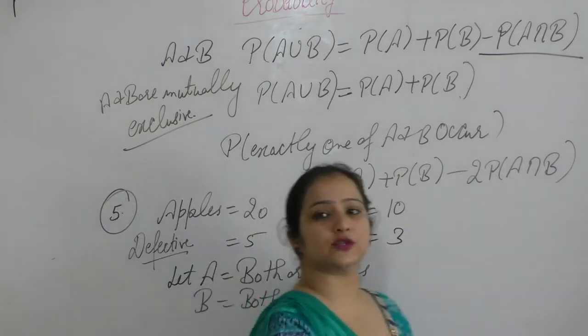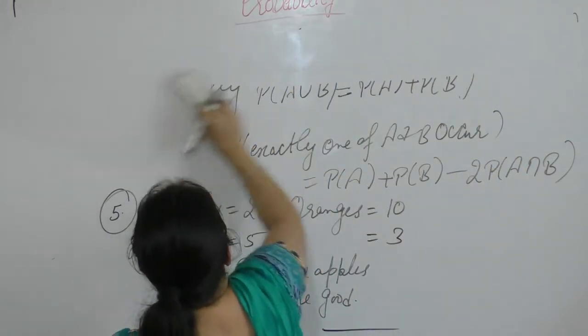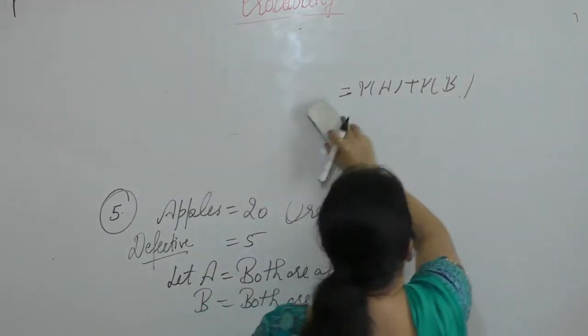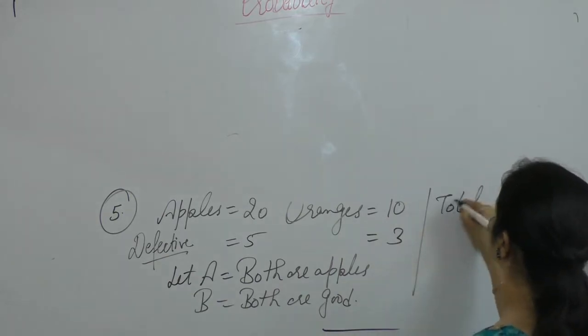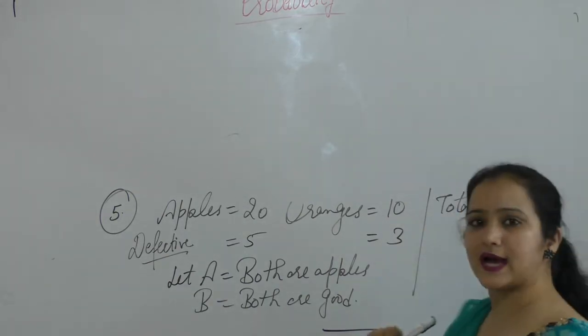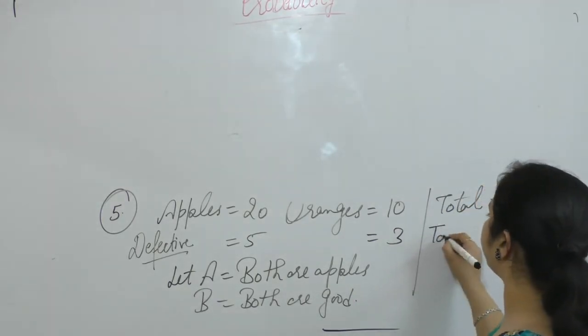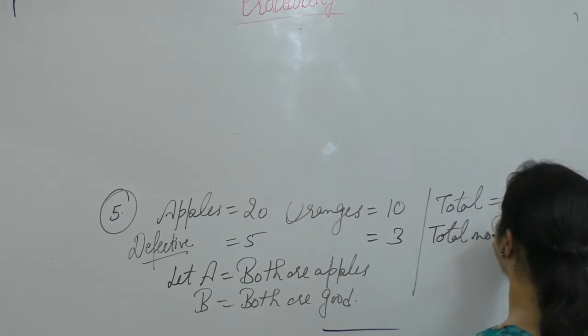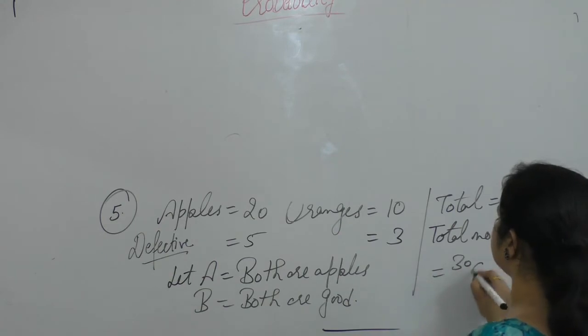Now we have to select 2 out of 30. Since there are 20 apples and 10 oranges, the total is 30. Total items are 30 and we have to select 2. So the total number of arrangements is 30C2.